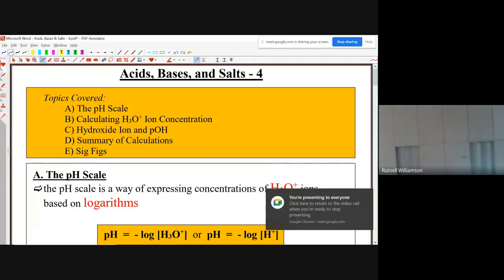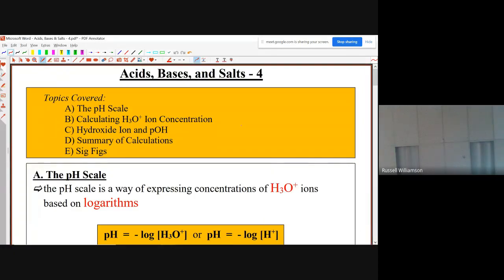So pretty much already told you what we're doing. pH scale, so we're going to show you how to go from hydronium to pH, super simple. Then I'm going to show you how to go the other direction, so how to go from pH to hydronium. We'll talk about hydroxide and pOH and their connection. It's the same calculations as what you see in part A and B, just it's hydroxide rather than hydronium.